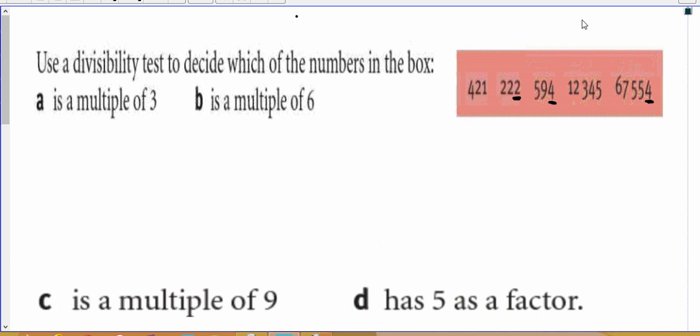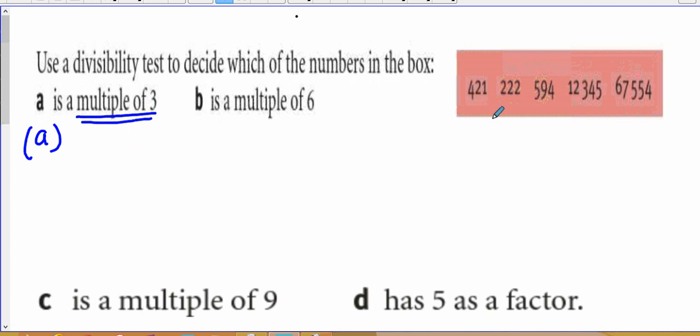And remember our discussion. Let us answer the question. Use a divisibility test to decide which of the numbers in the box is A, a multiple of 3, B, a multiple of 6. What did we say on how to find out if a number is a multiple of 3, or a number is divisible by 3?